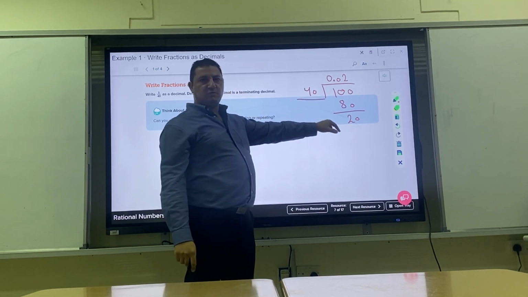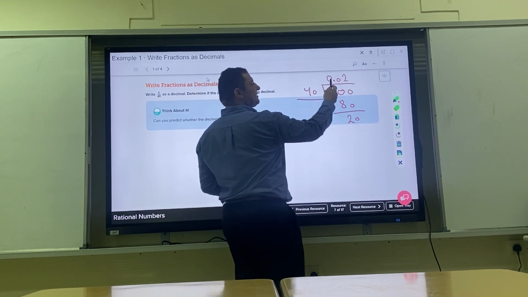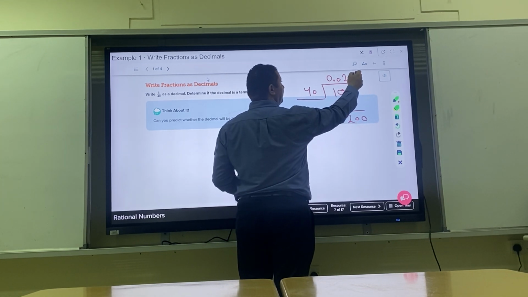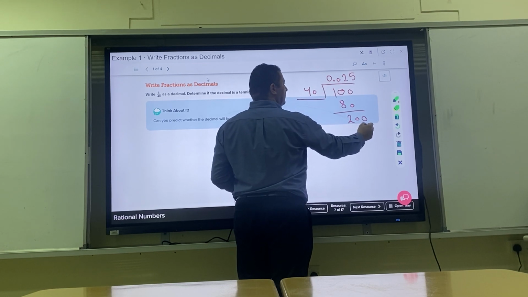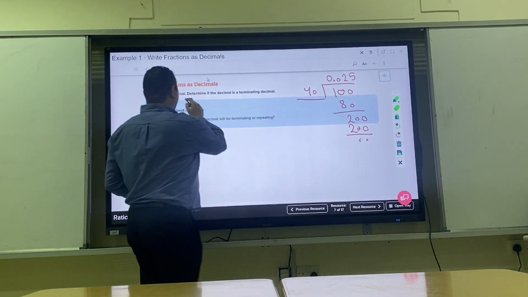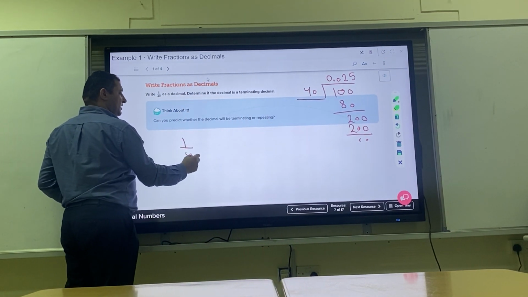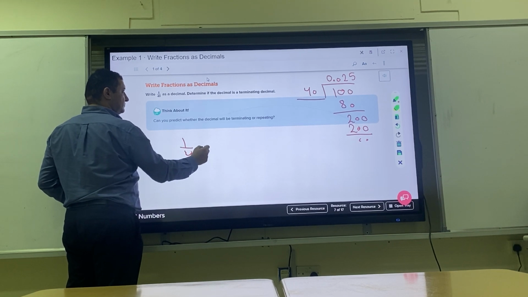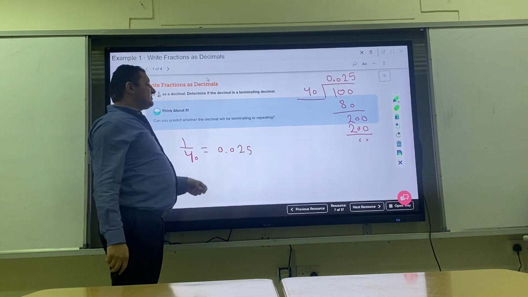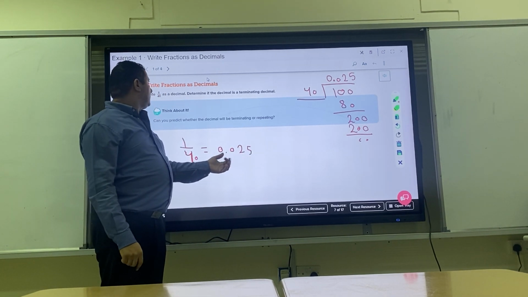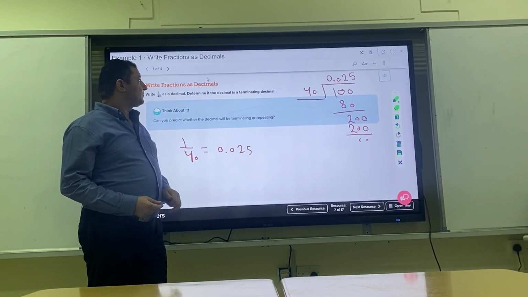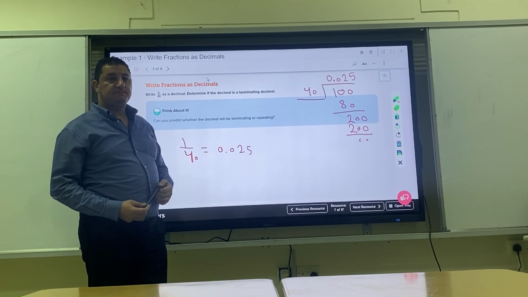How many 40s in 20? Nothing, but remember the decimal allows you to add zeros. How many 40s in 200? 5. 5 times 0 is 0, and 5 times 4 is 20. Now remember, this fraction, 1/40, is the same as 0.025. It seems the decimal number is terminated. Do you agree? Yes.